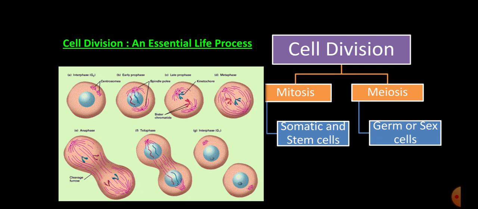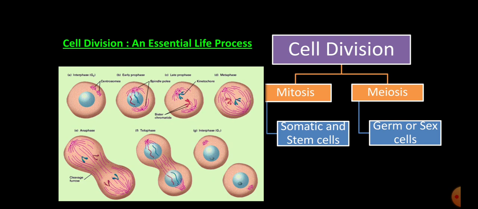Now, these two types of cell division, mitosis and meiosis, are very much different from each other. Mitosis takes place in the somatic cells and in the stem cells. About the stem cells, we had studied in detail, right? Their sources, their uses. And meiosis takes place only in the germ cells or the sex cells.